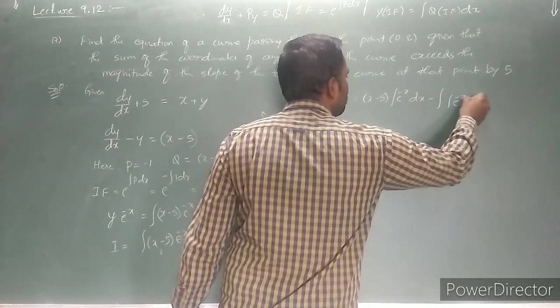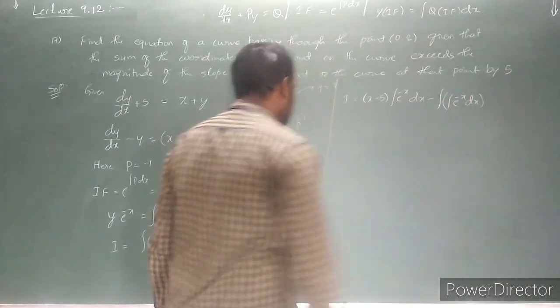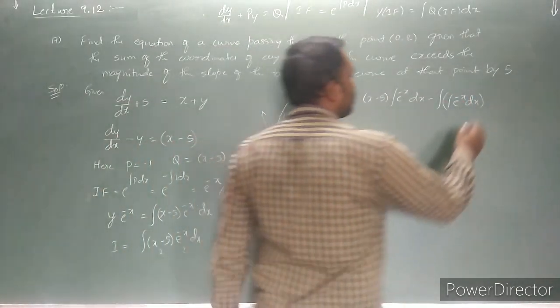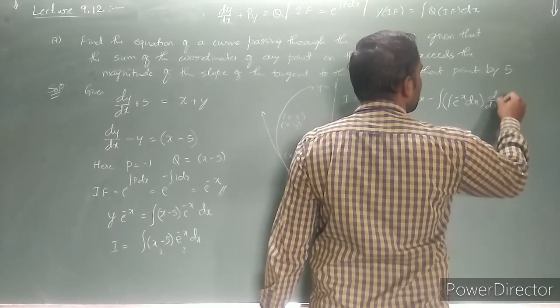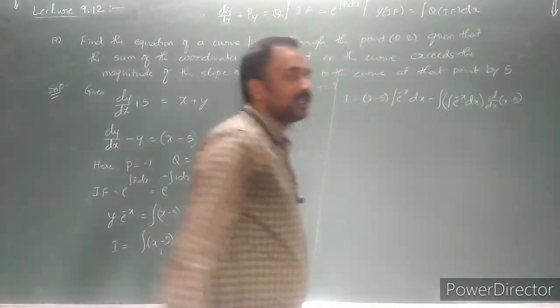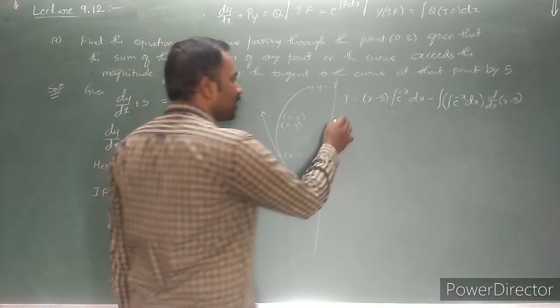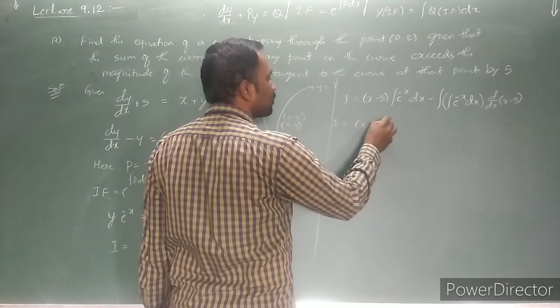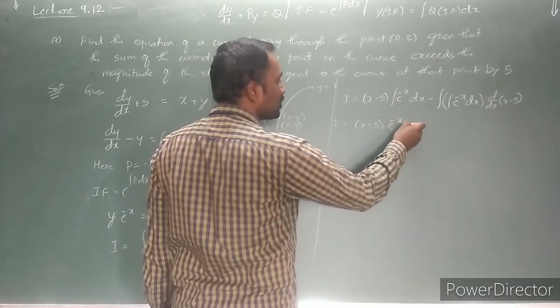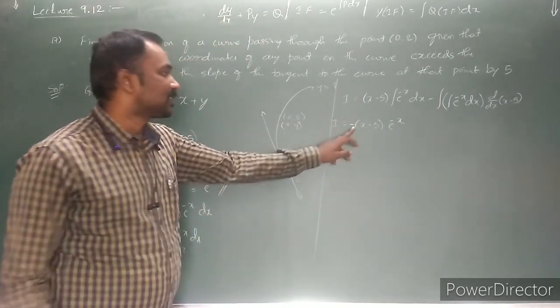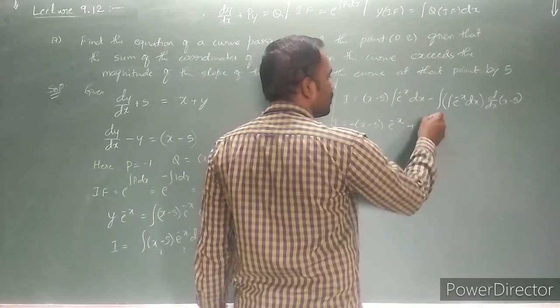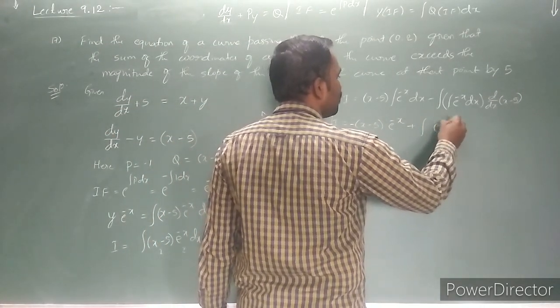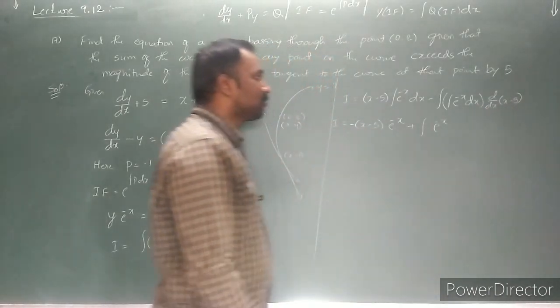Minus integration of e power minus x into differentiation of x minus 5, d by dx of x minus 5, very simple. Now I is equal to x minus 5 as it is, e power minus x divided by minus 1, plus integration of e power minus x into differentiation of x minus 5.